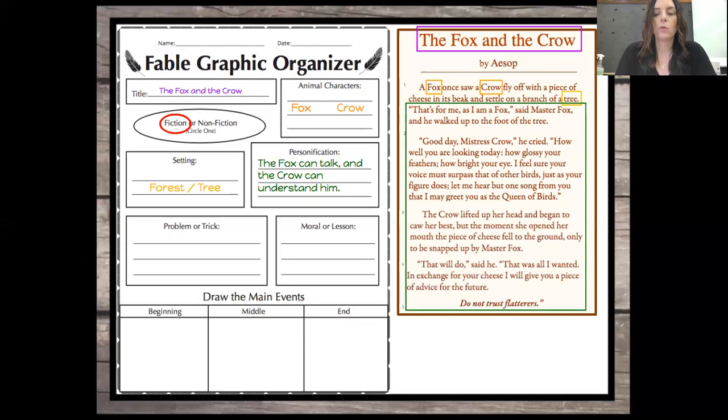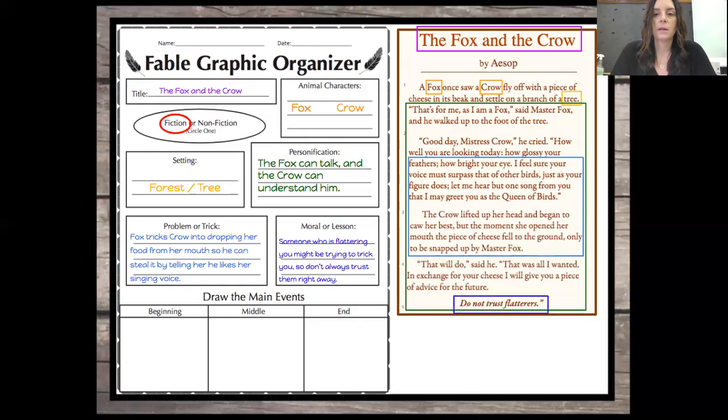The problem or the trick. The problem is that the fox tricks the crow into dropping her food from her mouth so that he can steal it by telling her that he likes her singing voice. And what is the moral or the lesson? The fox tells the crow, do not trust flatterers. So I just expanded on that to say that someone who is flattering you or trying to give you compliments might be trying to trick you. So don't always trust them right away.